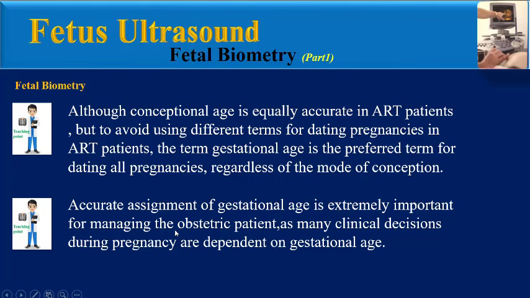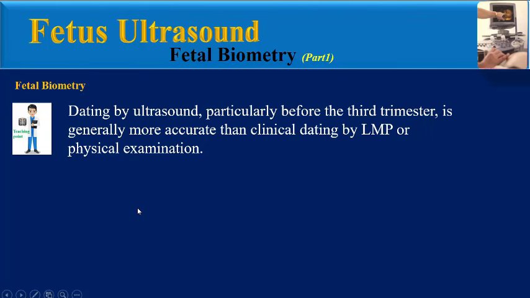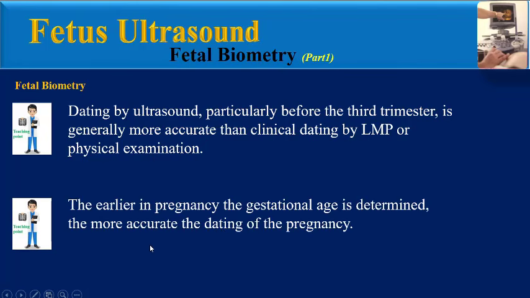Accurate assignment of gestational age is extremely important for managing the obstetric patient, as many clinical decisions during pregnancy are dependent on gestational age. Dating by ultrasound, particularly before the third trimester, is generally more accurate than clinical dating by LMP or physical examination. The earlier in pregnancy the gestational age is determined, the more accurate the dating of the pregnancy.